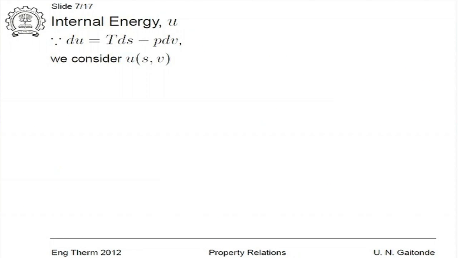First let's look at the internal energy U. The basic property relation is TdS equals dU plus PdV. So, here we have dU equals TdS minus PdV. Notice that because we have a dS and dV on the right hand side, it is natural for us to consider U to be a function of S and V. We can say that S and V are the most natural independent variables to consider U to be a function of.